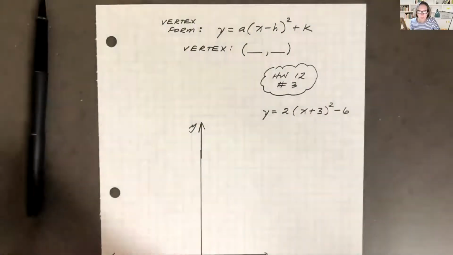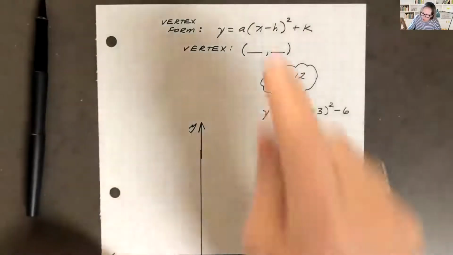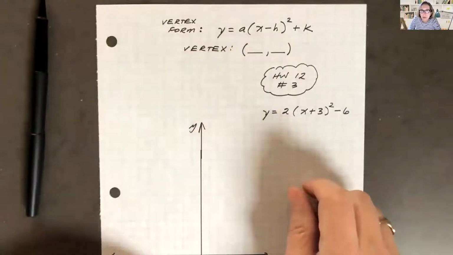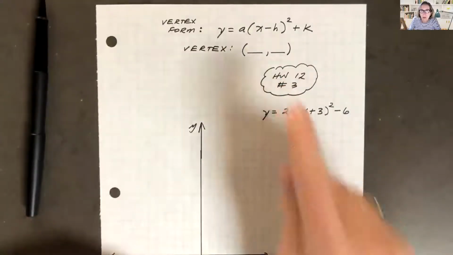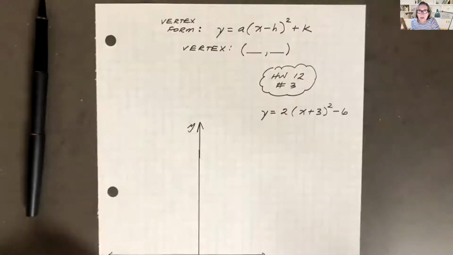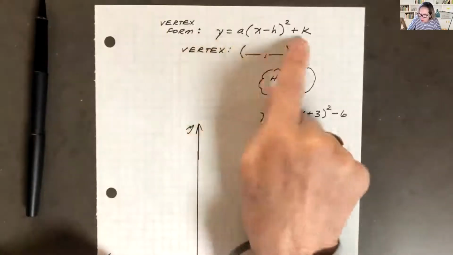Hey everybody, this is a short lesson on how to graph a quadratic function that's in vertex form, which is this new form, and we're going to look at number 3 on homework 12, which is part of your homework assignment. So vertex form is just a different form of a quadratic function.